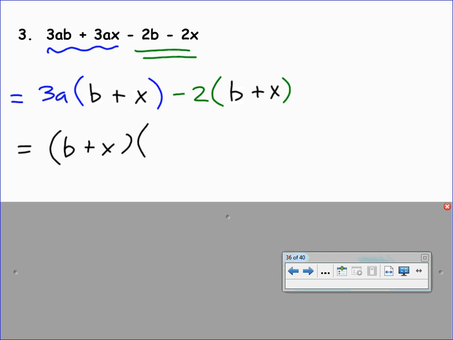And all that remains then is my 3a from the blue group and the minus 2 from the green group. So my final answer then is b plus x in parentheses times 3a minus 2 in parentheses. And we could always check that with the FOIL.